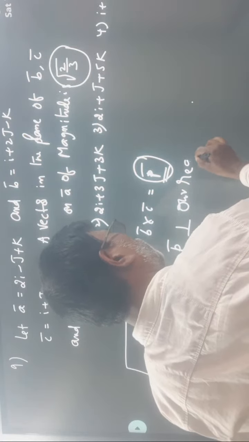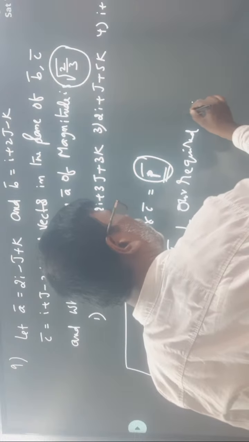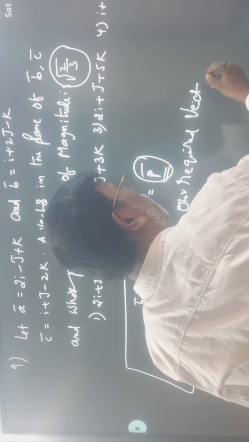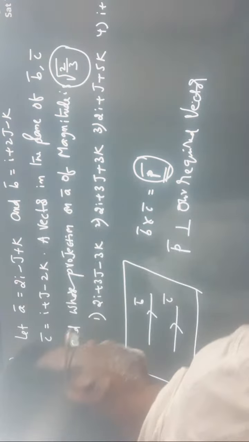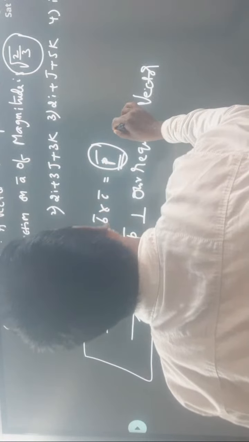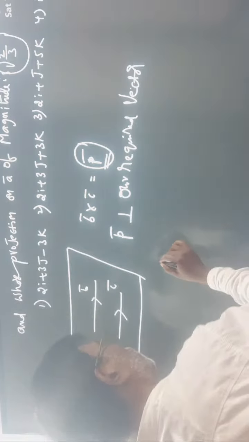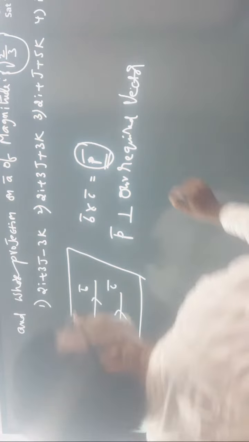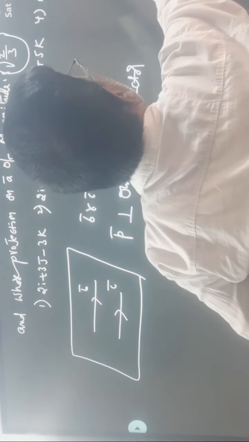So what is the required vector? We have to find it out. Let me explain how to find b cross c. That is what we have to find out first. How can we find b cross c? What is b given? We'll find out b first.